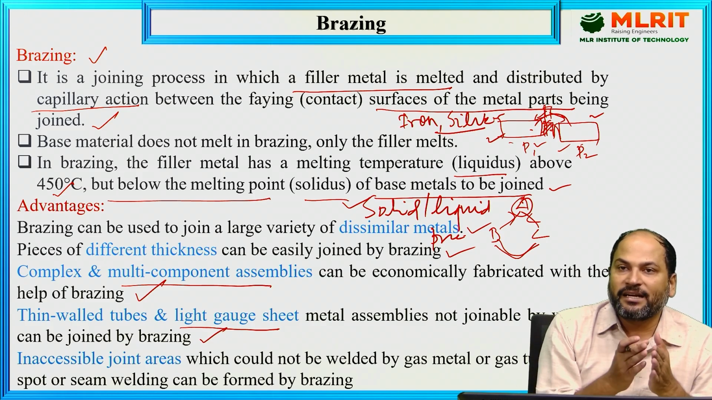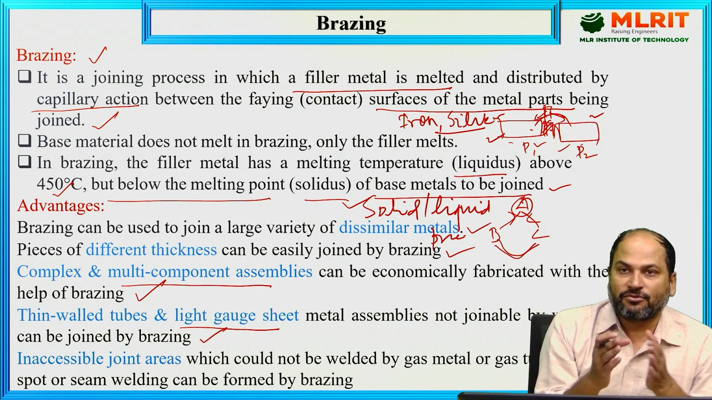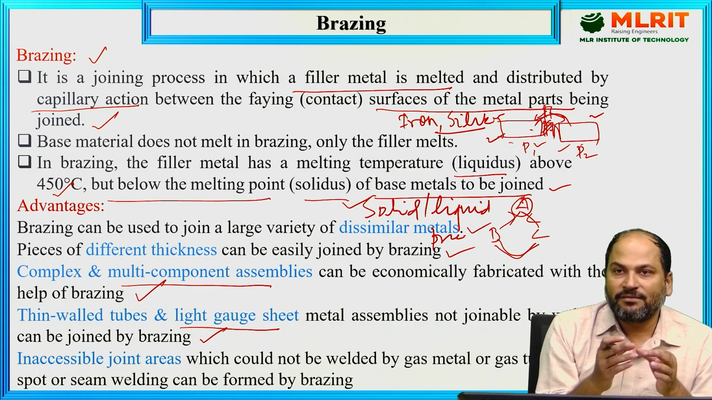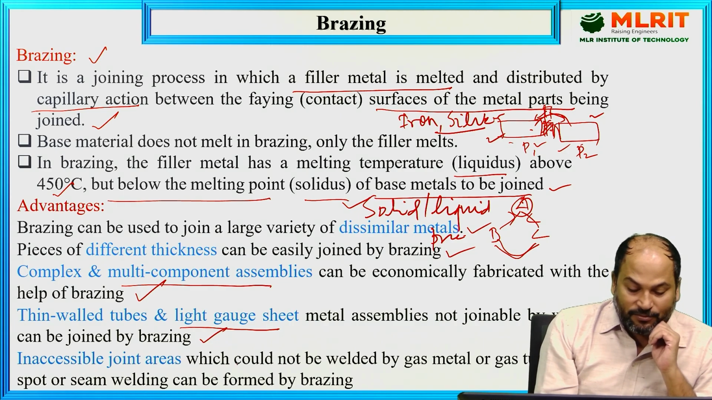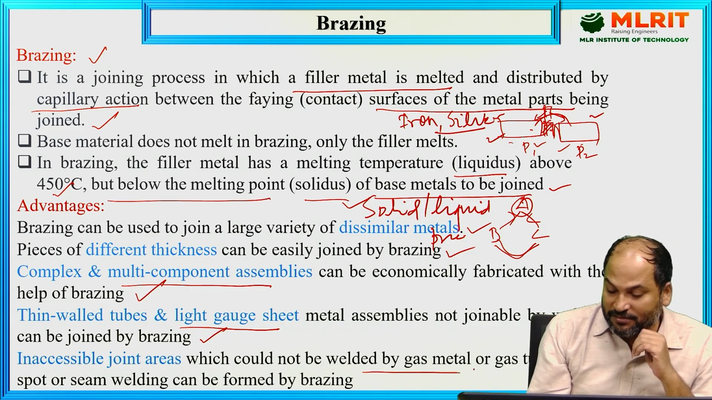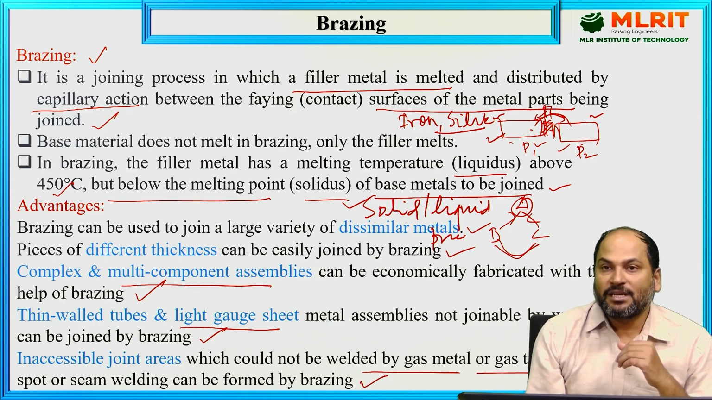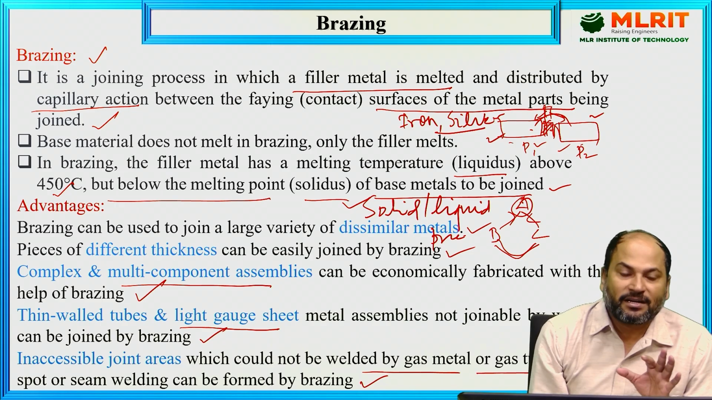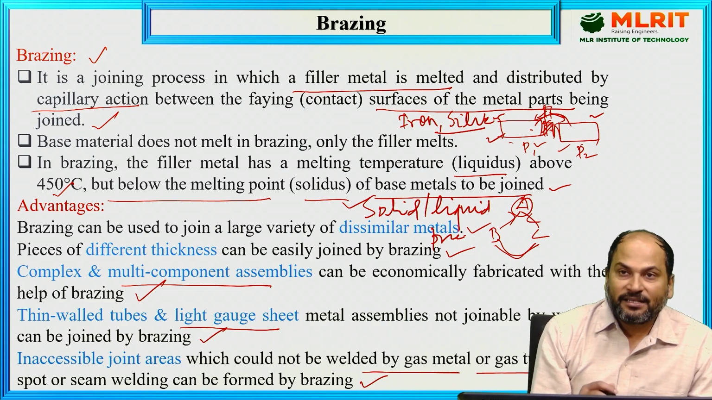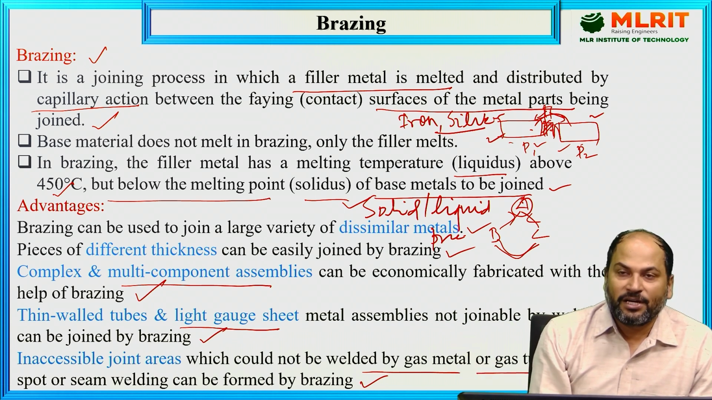So even where a complicated shape is there and other processes are not able to weld the parts together, with the help of this process we can easily weld these two parts. That has been given. Even inaccessible joint areas which couldn't be welded by gas metal arc, gas tungsten arc, spot or seam welding can be joined by brazing. So these are the advantages of this process. This process mostly has advantages only. Okay, now rarely there is a disadvantage. The disadvantage may be that the joint strength will not be that strong if we compare it with all the other welding processes.